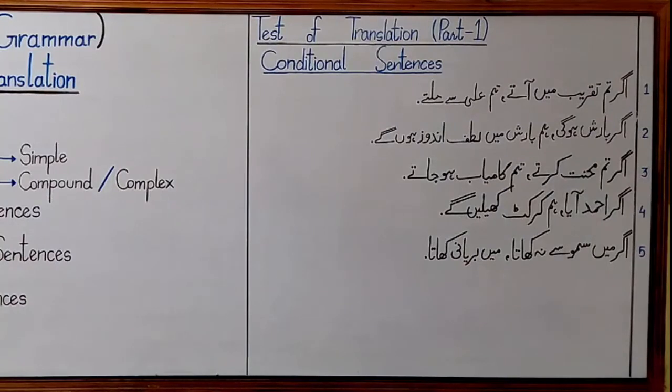Now accordingly you people have to identify all the sentences for their type 1, 2 or 3, and then you have to translate. Sentence number 2, अगर बारिश होगी, हम बारिश में लुत्फानंदोज होंगे. Number 3, अगर तुम मेहनत करते, तुम कामयाब हो जाते. Sentence number 4, अगर अहमद आया, हम क्रिकेट खेलेंगे. Sentence number 5, अगर मैं समोसे ना खाता, मैं बिरयानी खाता. So these are the sentences of conditional type 1, 2 and 3.